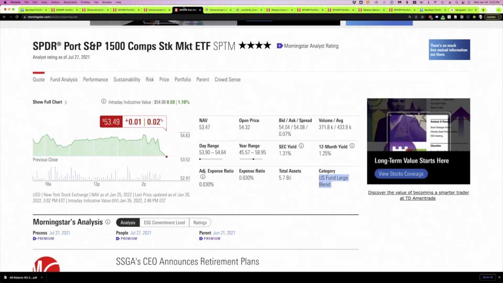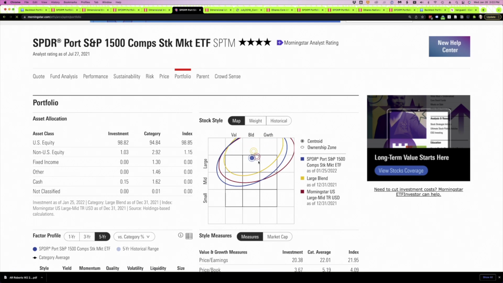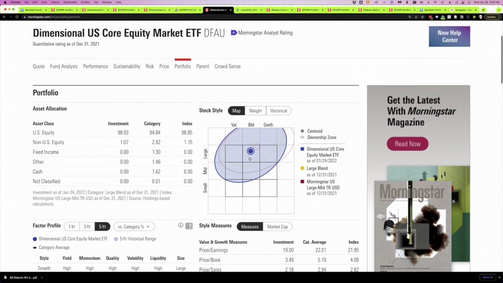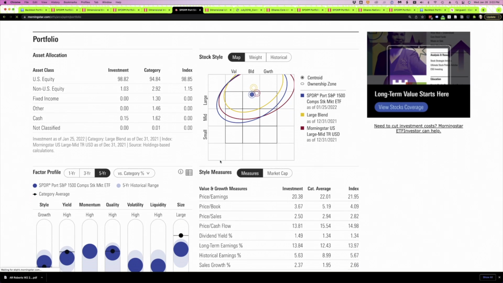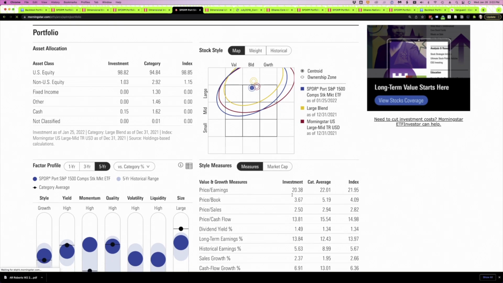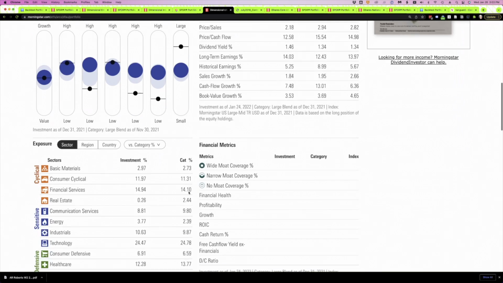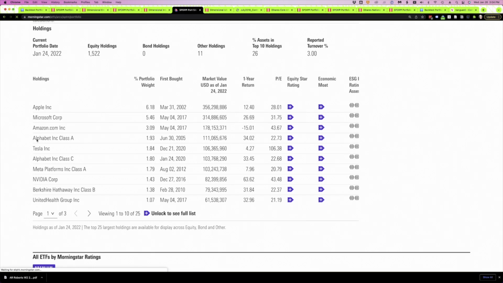And if we go to the portfolios of both of these, for the SPDR, we can see right in the middle, large cap blend. Dimensional, spot on, large cap blend. Price earnings, PE is 19 for the dimensional. It's 20 for SPDR, so a little bit of difference. We can now drop down to the top 10 holdings, and you can see they're pretty much identical. This is what you would expect in a large cap fund: Apple, Microsoft, Amazon, Alphabet. The order is a little different, but the top 10 are all the same.